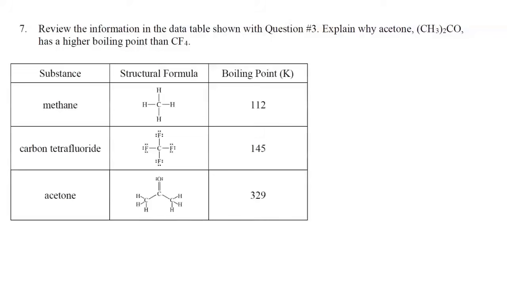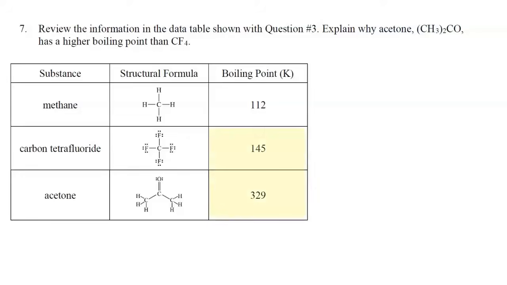Review the information in the data table shown with question 3. Explain why acetone has a higher boiling point than CF4. So earlier in the video with question 6, it had to do with the difference in the size of the electron cloud between CF4 and CH4. It was about the strength of the London dispersion forces.